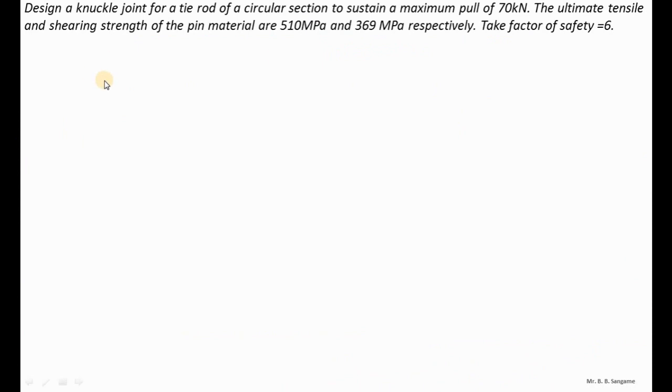So here we have the given problem: design a knuckle joint for a tie rod of a circular section to sustain a maximum pull of 70 kN. The ultimate tensile and shearing strength of the pin material are 510 MPa and 369 MPa respectively. Take factor of safety equal to 6.